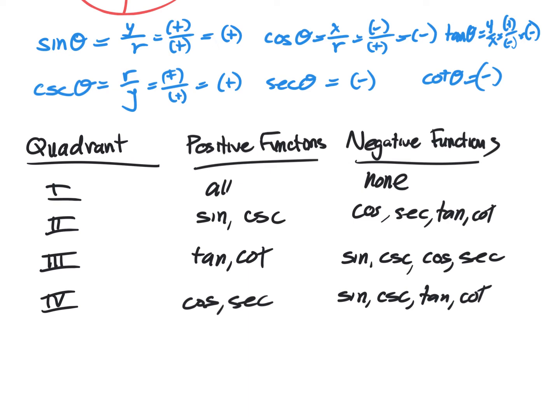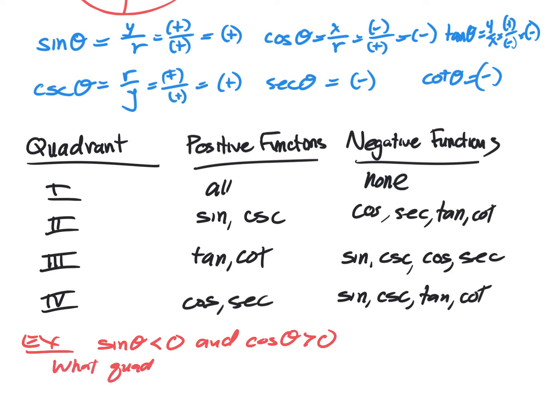So if we had an example, let's say that sine of theta is negative and cosine of theta is positive, what quadrant does theta lie in? Now, sine is negative, and so we look at when sine is negative, and we have that sine is negative in these two quadrants.